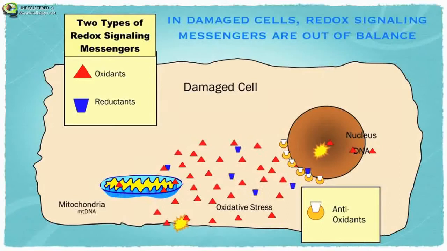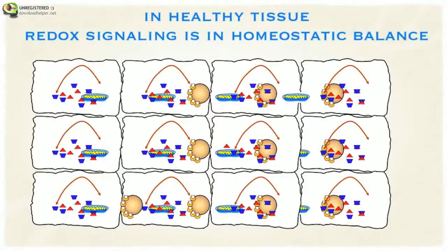In a damaged cell, redox signaling messengers are out of balance, and here you're seeing evidence of oxidative stress that's occurred, and there's an abundance of the red triangles, the reactive oxygen species. These are leading to damage to the cell membrane, which is very critical, as well as to the nucleus, which could cause a complete breakdown in the cell function. And so this damage needs to be contended with.